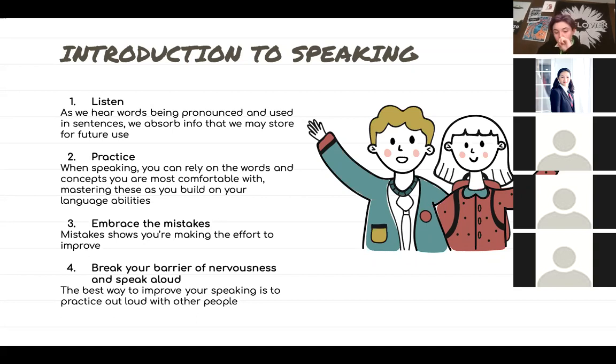Number three, embrace the mistakes. Mistakes show that you're making the effort to improve. So you can also learn from your mistakes as well. Number four, break your barrier of nervousness and speak out loud. The best way to improve your speaking is to practice out loud with other people, like having simple conversations with others.